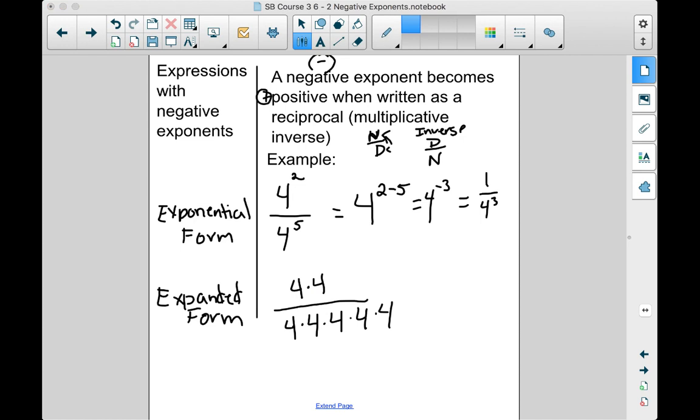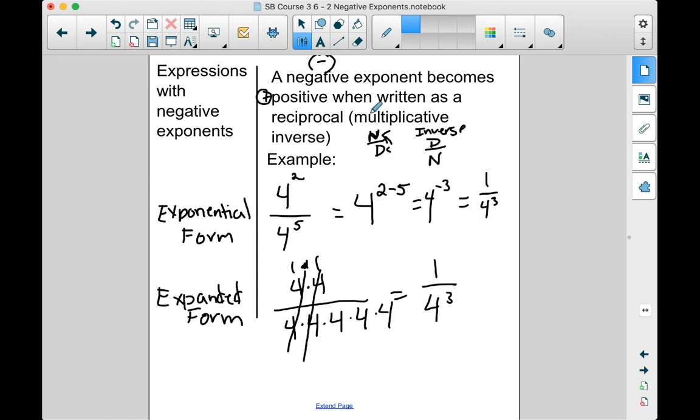When I go through them, those become 1, those become 1. So I'm left with 1 times 1, which is 1 over 4 times 4 times 4, which is 4 to the power of 3. They have the exact same value, the exact same answer.